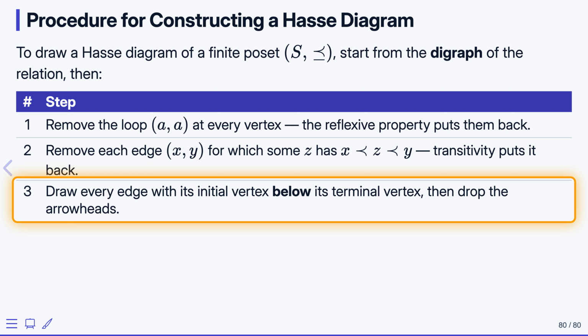Step 3. Place each edge so the starting vertex sits below the ending vertex. Now every edge points upward, so we can safely remove the arrowheads because the direction is clear from the picture. What remains is the Hasse diagram, the smallest picture that still carries the whole order.